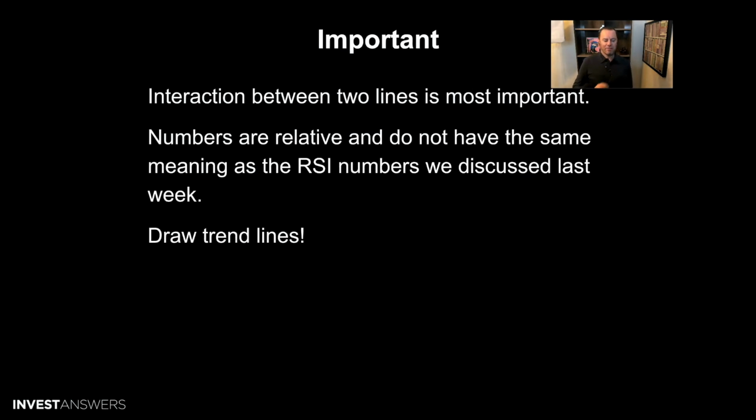Now, very, very important that you understand the most important thing is the interaction between those 2 lines and nothing else. And the numbers are relative. So you'll see numbers on the scale, but it's not like last week when we looked at RSI, the 70 and 30. This is different. But we can use these numbers if we use trend lines. And again, my very first TA video is all about trend lines. And this one will emphasize the importance of them as well, because when we start analyzing some of the asset classes and companies, we will be using trend lines in combination with MACD.